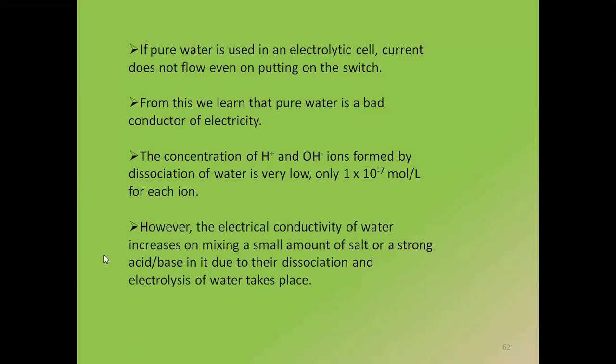So what do we do? For water to conduct electricity, the electrical conductivity is increased by mixing a small amount of salt or a strong acid or base, which dissociates, and then the electrolysis of water takes place. The electrolytic cell is the entire apparatus we use in electrolysis. The whole apparatus, like beaker, test tubes, electrodes, wires, battery, switch, everything together will be called an electrolytic cell.